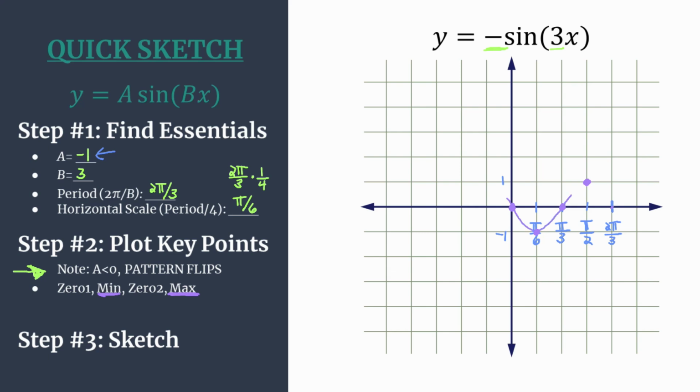Okay, so again, this is just one cycle. You can repeat as often as you need, but you can see the full cycle of sine complete right here in the period, the horizontal space, 2 pi over 3. And you could also even see the amplitude from the midline of the graph, so right here, up to a max or down to a min. So hopefully this method helps you get a really good quick sketch of y equals negative sine 3x.